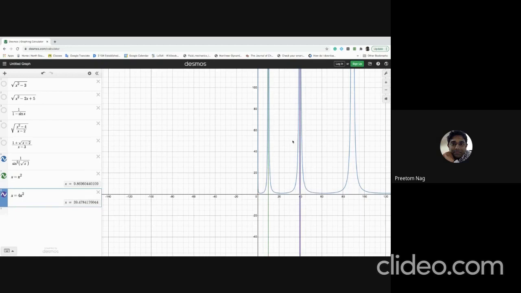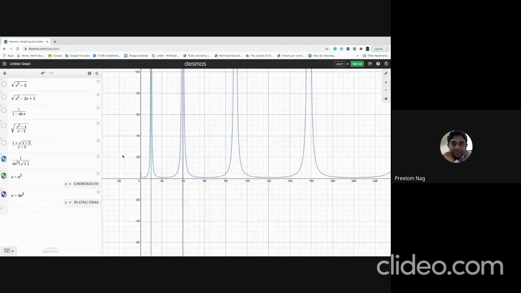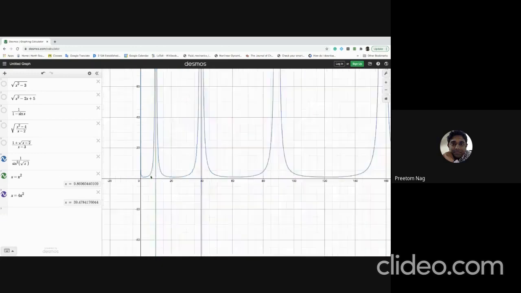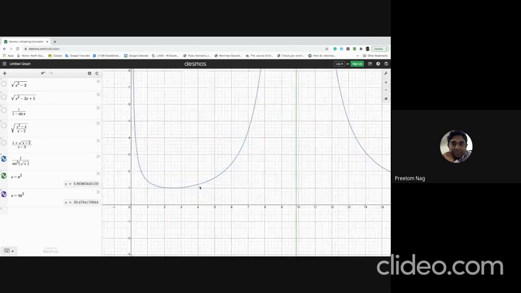Okay? So graphical utility can help us a lot to get some idea of the domain and range from the graph for the functions. Okay. The next vertical asymptote will appear at x equals 9 pi square, then 16 pi square, and so on. And you can also see the range. If you zoom in a little, you will see the range starts here from 1 to infinity, right?